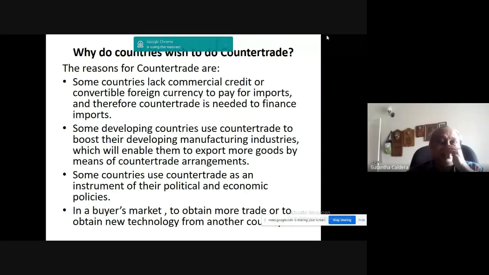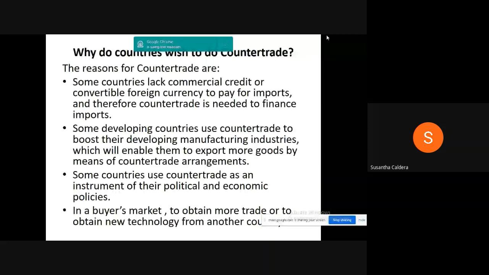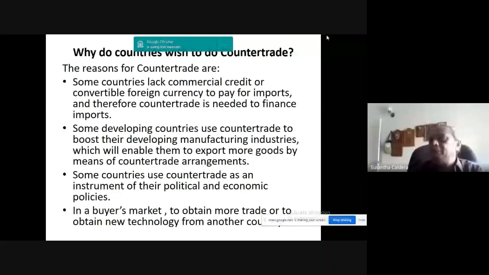Now, in Sri Lanka, as you all know, we have to pay for all our imports in dollars. We convert our currency into dollars. It's true that we have a scarcity at the moment, but we are not that bad as to go into this counter trade business at all. But some Latin American countries have currencies that are not convertible. So counter trade is needed to finance imports. Some developing countries use counter trade arrangements.